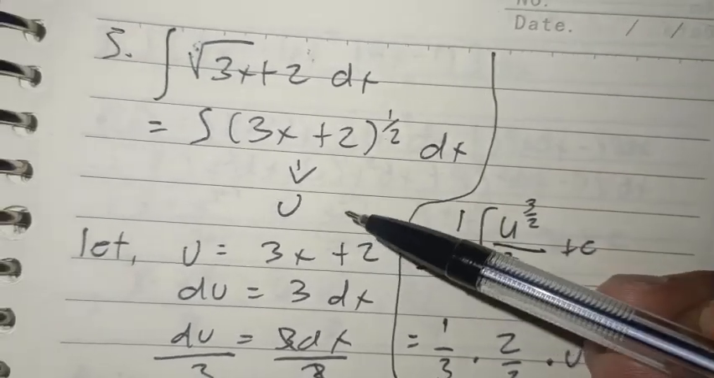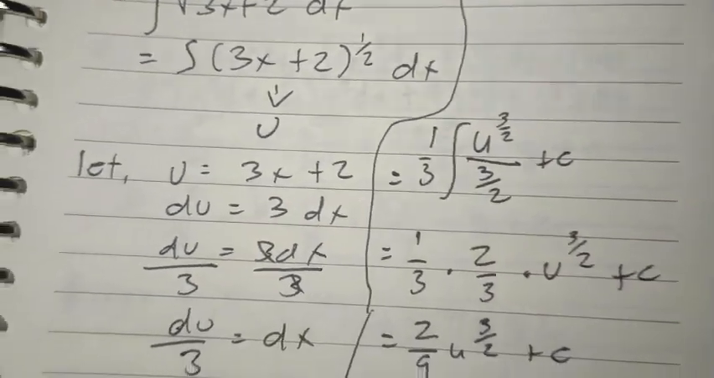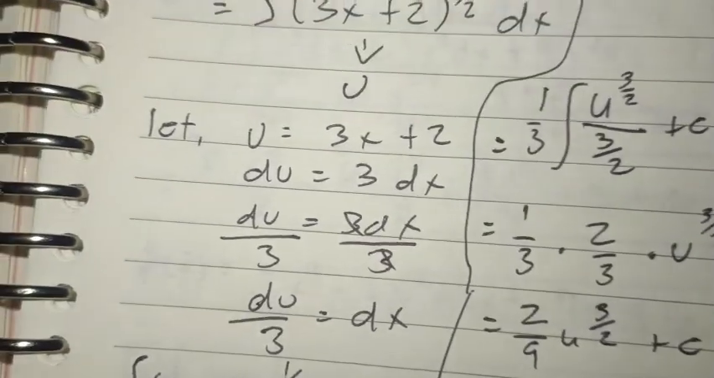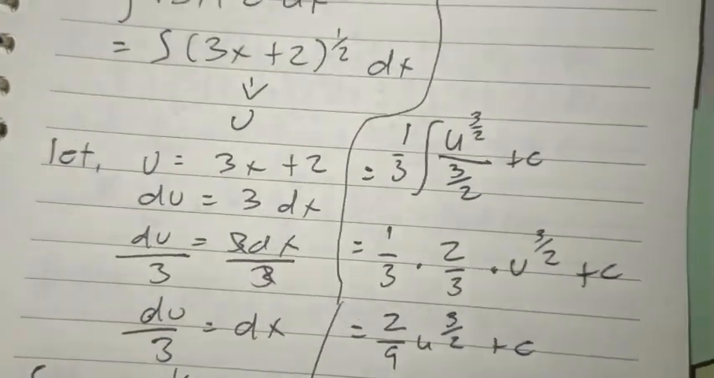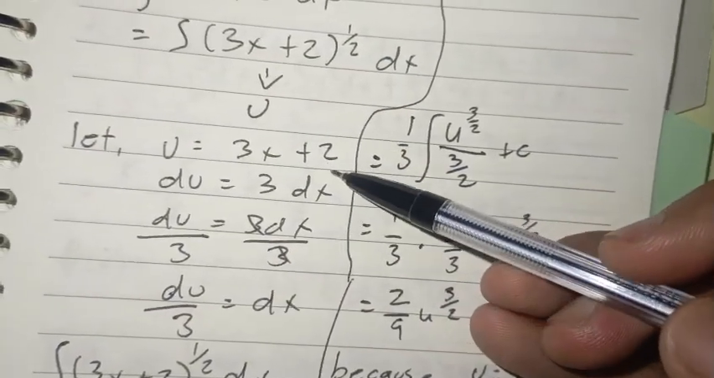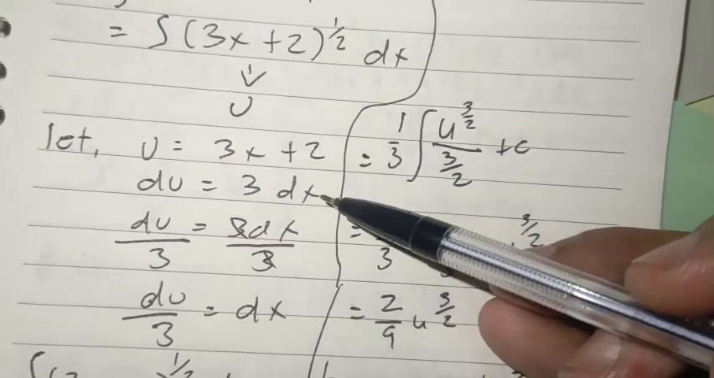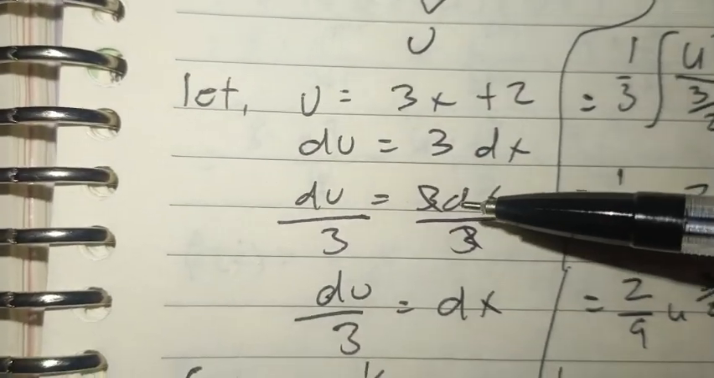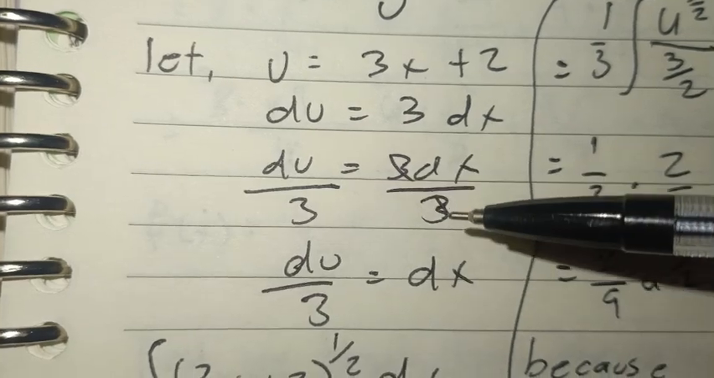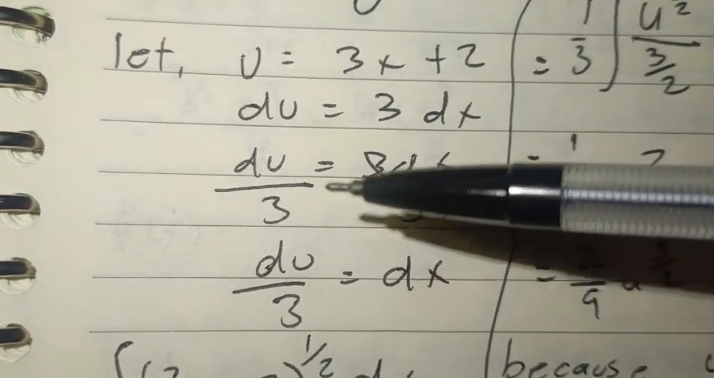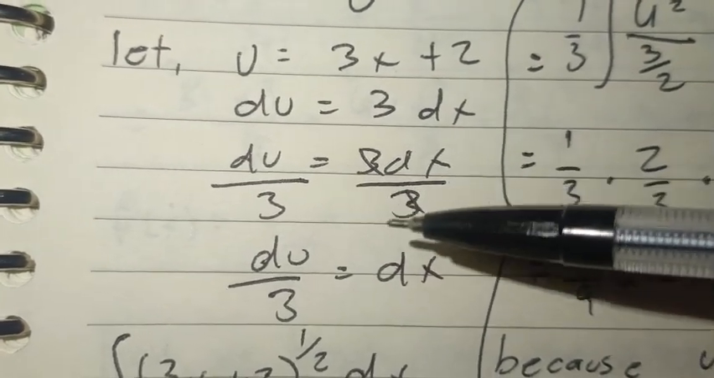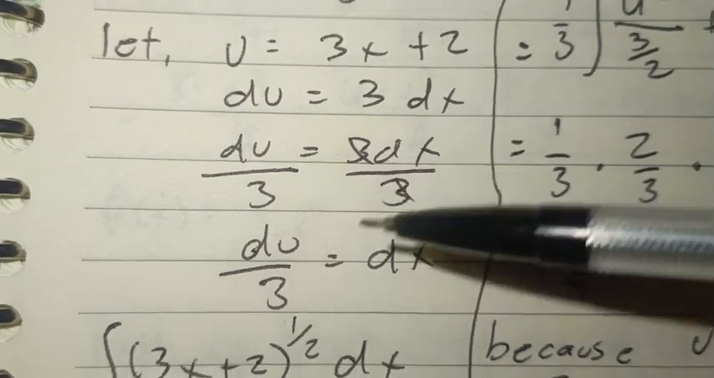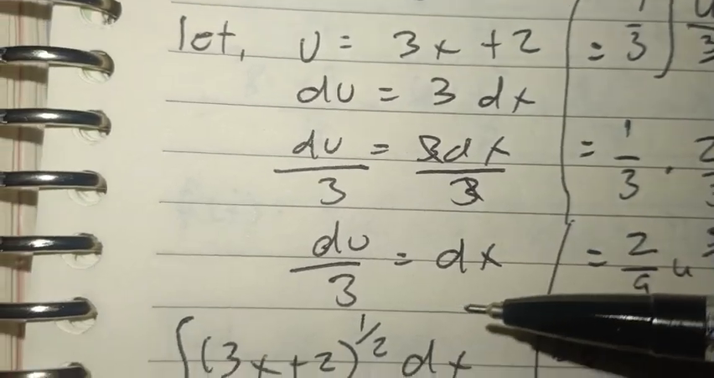Now to get our u, use substitution and let u is equal to 3x plus 2. So the derivative of 3x is 3, the derivative of 2 is 0, so we don't have to write that. So du is equal to 3 dx. To cancel out 3, divide both sides by 3. So du over 3 is equal to 3 dx over 3, cancel. So our dx is du over 3.